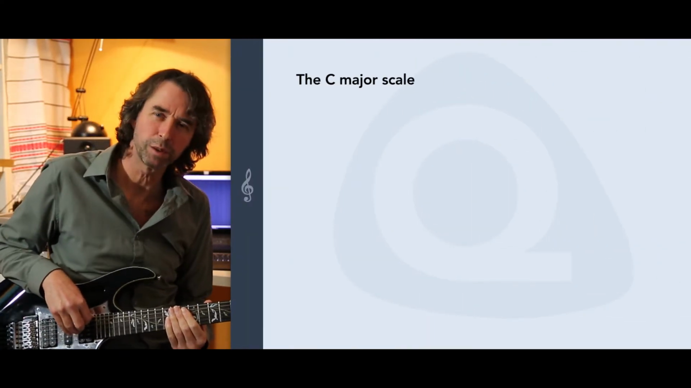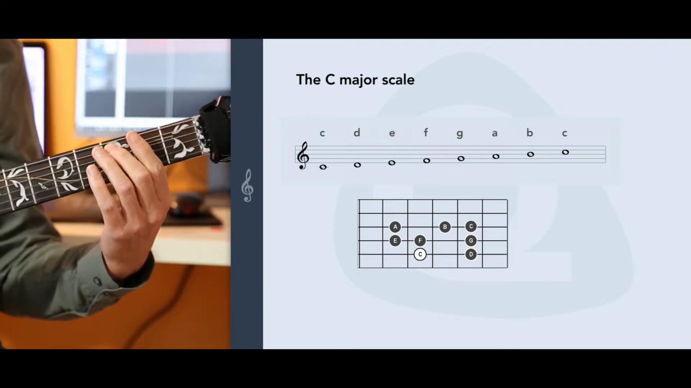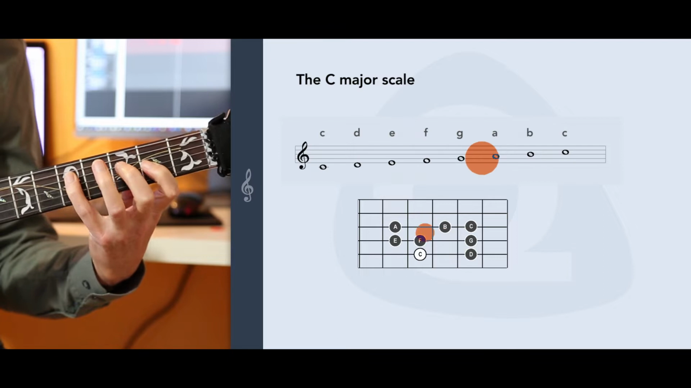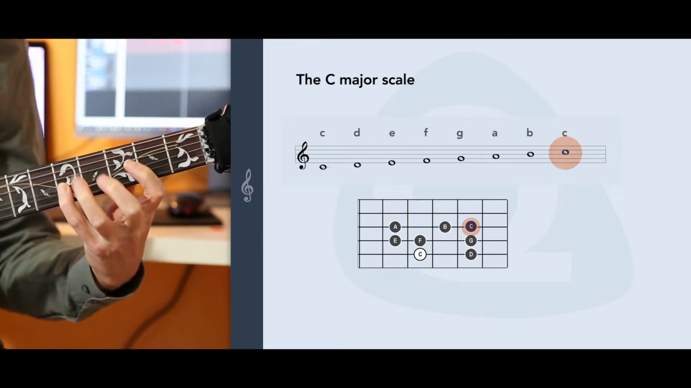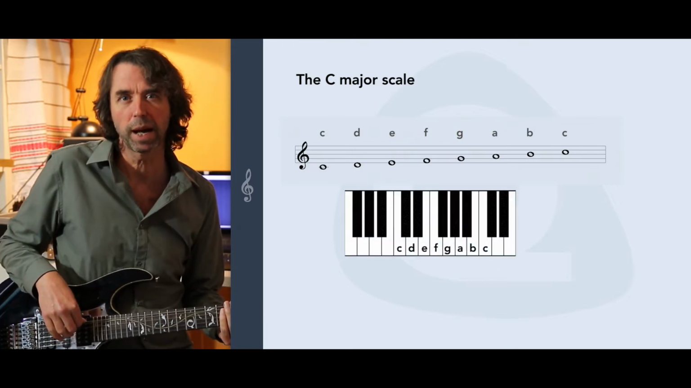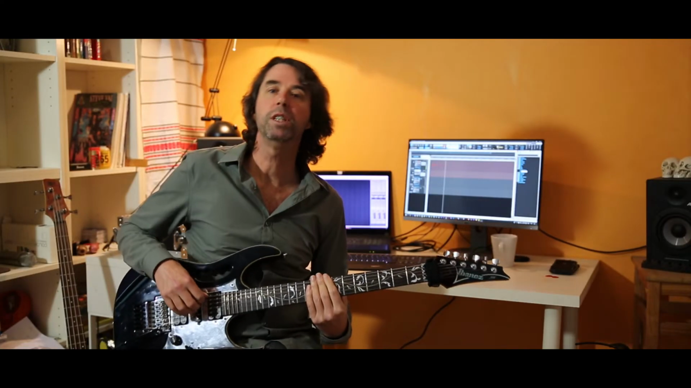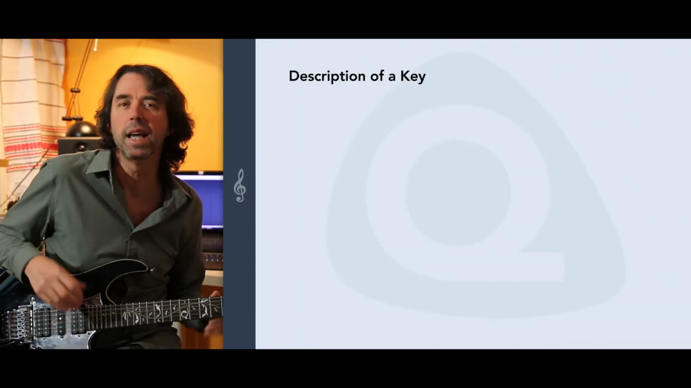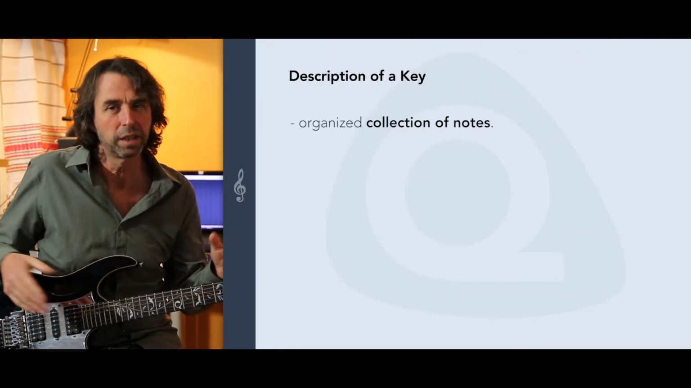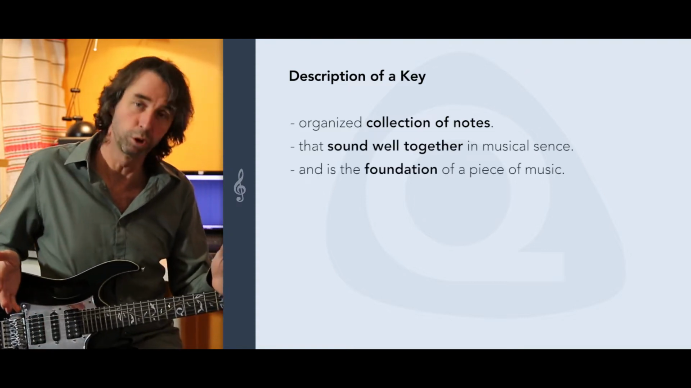First, we're going to look at the C major scale, because the notes of the C major scale form the most common and most basic scale, C major. On a piano, you can play the C major scale by playing all the white keys on the keyboard. So the notes of the C major scale form the C major key. Maybe we could describe a key best as an organized collection of notes that sound well together in a musical sense and which is the foundation of a musical piece.